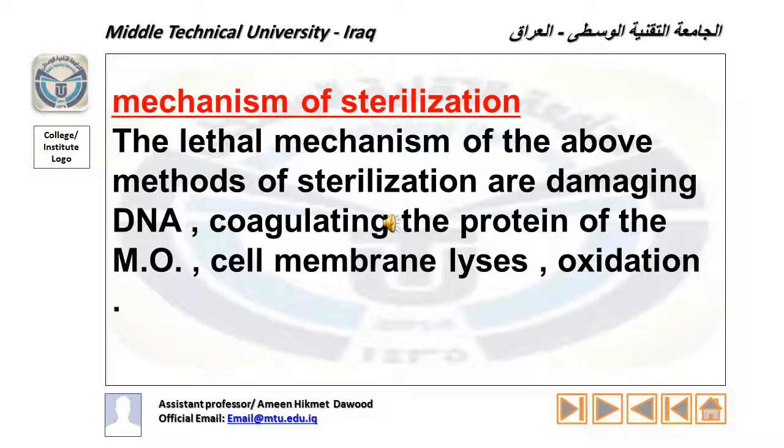Sterilization means the process by which we can kill all microorganisms in the material. In other words, that means the material we use is free from any kind of organisms.